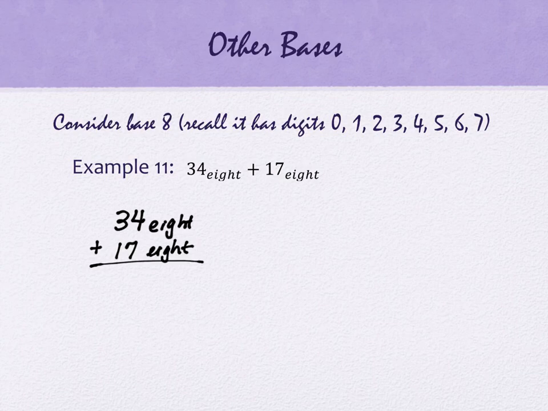Okay, so since this is in base 8, there's no 8s and 9s in base 8, right? We cap out at 7. So when I add a 4 and a 7 together, how much is 4 plus 7? Like, what is it? It's 11, right? That's more than 8, right?